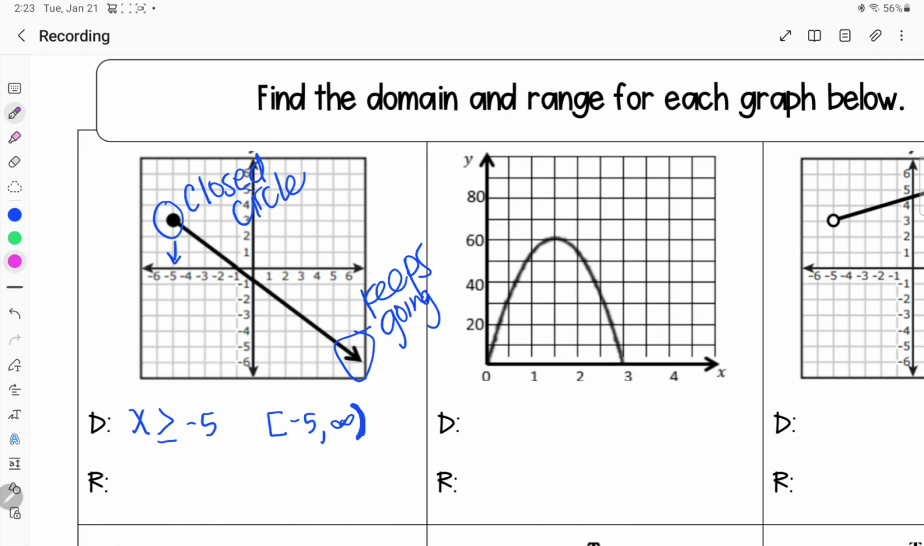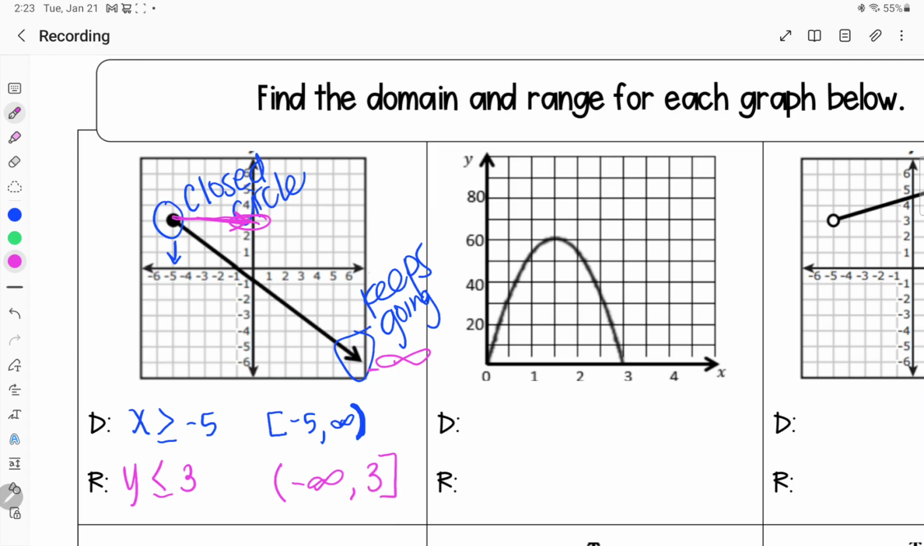Now, our range I'm going to do in pink. Our range is the highest point and the lowest point. So this one would be y is less than or equal to 3. And again, bracket notation would be, it's at 3 here and infinity here, but it will be negative because it's going into the negatives. So this goes, let me fix this, always again from least to greatest. Negative infinity, and it stops, it doesn't go bigger than 3.